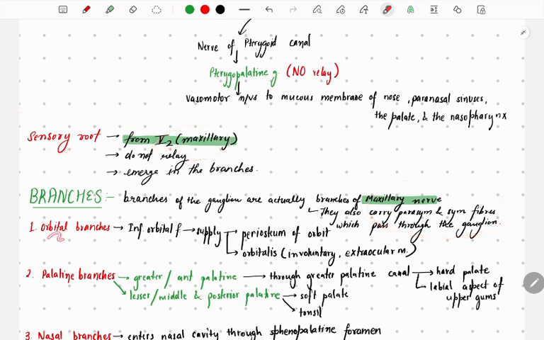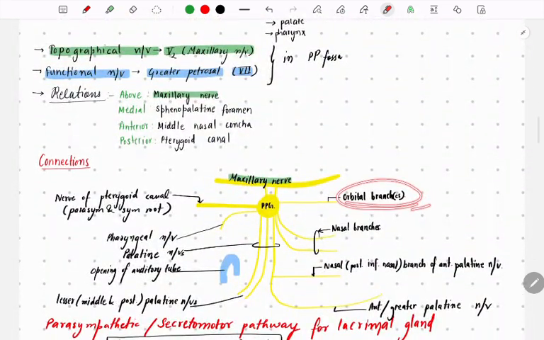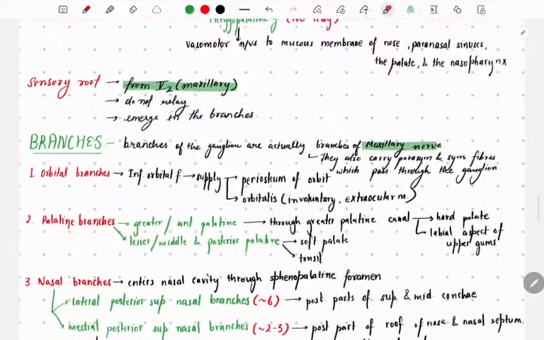Okay, so the branches are the orbital branches. Here we can see the orbital branches. The orbital branches pass through the inferior orbital fissure, and then they supply the periosteum of the orbit and the orbitalis muscle. The orbitalis muscle is an involuntary extraocular muscle. Okay, in the contents of the orbit, we will study the extraocular muscles, and among the extraocular muscles we have 3 involuntary, and one of these is the orbitalis, and 7 voluntary muscles.